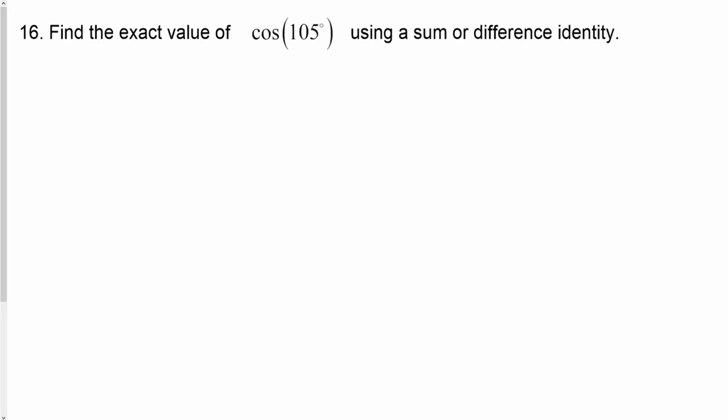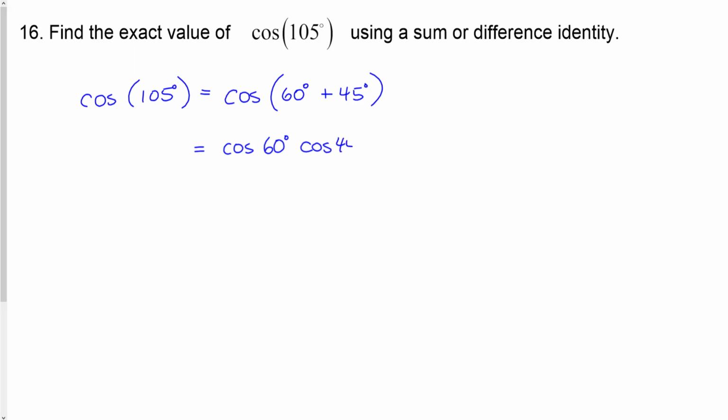Number 16. Find the exact value of cosine 105 degrees using a sum or difference identity. All right, so cosine of 105 degrees could be written as the cosine of 60 degrees plus 45 degrees. And the important thing about that is I can use the sum identity for cosine and write this as cosine of 60 degrees times the cosine of 45 degrees minus the sine of 60 degrees times the sine of 45 degrees. So using an identity there.